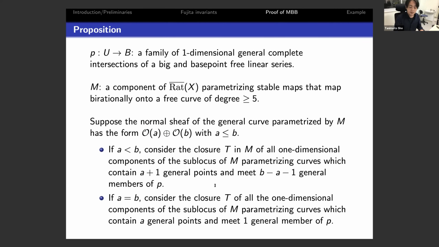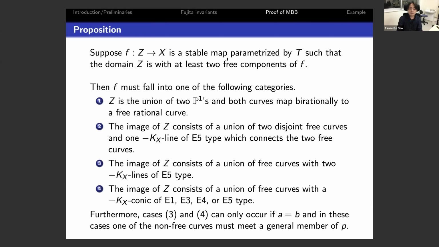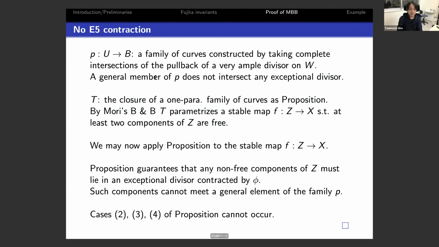That's T. And when a is equal to b, then we consider the closure of the locus parameterizing curves which contain a general points and meet one general member of P. And then one can prove that again, curves satisfying this configuration form a one-dimensional locus. And then we take the closure.